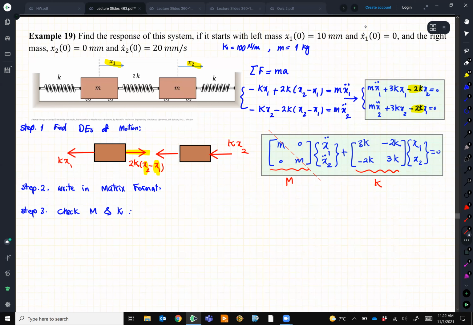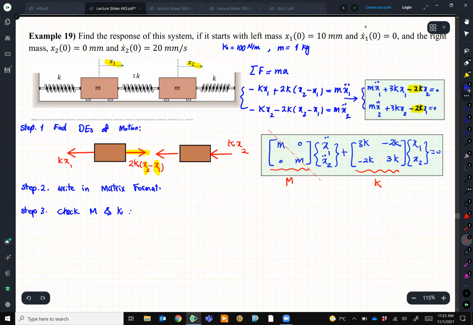What are the values on the diagonal? For each variable, we have the mass. So I have M and N. If the second one was, for example, 2M, I would have 2M in that matrix. So it means my M matrix is correct.